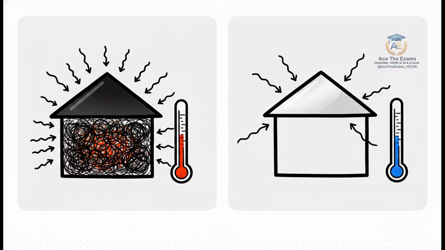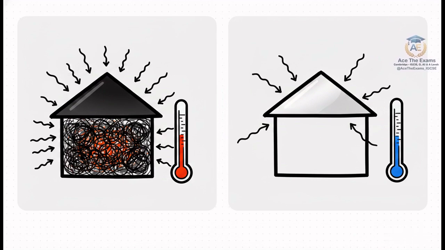We divide surfaces into two camps. On one side, we have good emitters and good absorbers. These are your matte black, non-shiny surfaces. On the other side, we have poor emitters and poor absorbers, which are white, silvery, and highly reflective. This isn't just theory. It's why houses in hot, sun-baked countries are so often painted white. It's to reflect that thermal radiation and keep the inside perfectly cool.